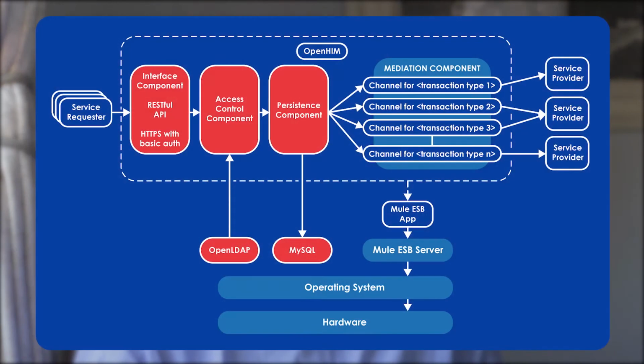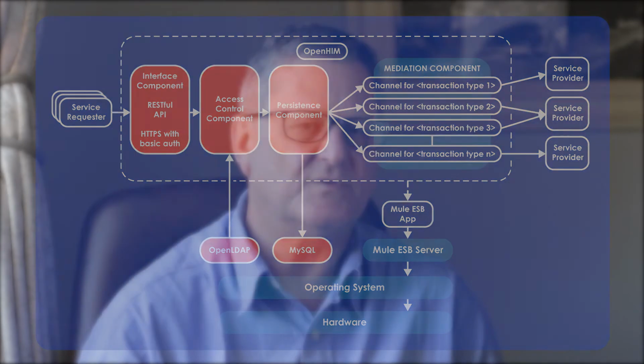The Open Health Information Mediator, or OpenHIM, is a piece of middleware software that serves as the interoperability layer in a health information exchange. We developed this as part of a master's thesis of one of the employees at Gembi, at the University of KwaZulu-Natal, probably about 7 or 8 years ago now. And we've implemented it in a number of different countries.